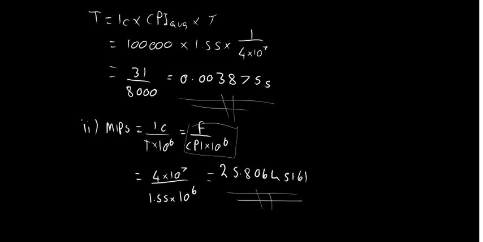So it would be 100,000, right? 100,000 divided by, what was our time? Our time was 0.00387 times 10 to the power 6, which would also give us the same thing. So if we use this time that we found here, you still get the same answer. So again, when it comes to MIPS rate, it's about which one you remember for the most part, because there are two formulas.